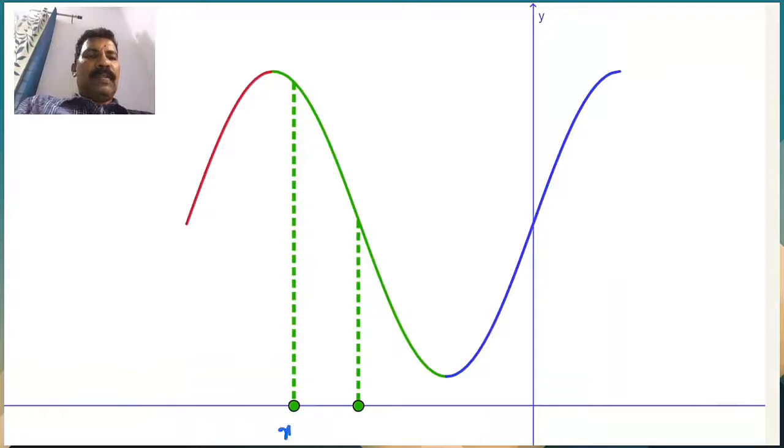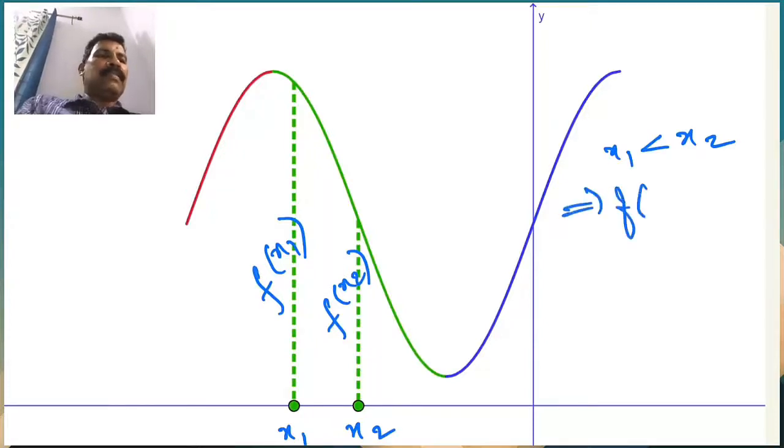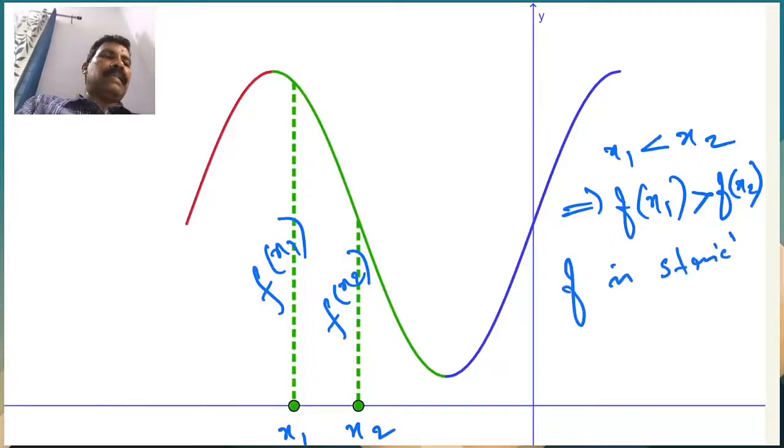Now here you see when x1 is less than x2, here again you can see x1 is less than x2 only. But at the same time, if we consider the heights f(x1) and f(x2), you can see that f(x1), the value of the function at x1, is strictly greater than f(x2). If this happens in a function, we can say that the function is strictly decreasing.